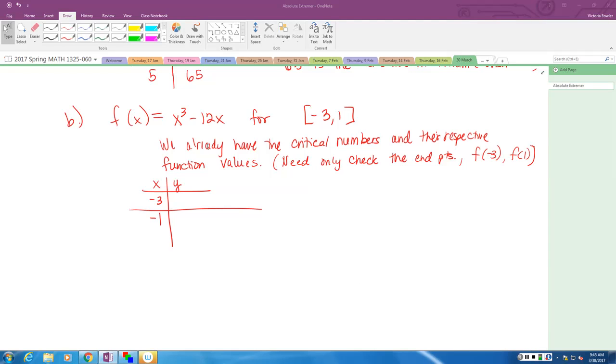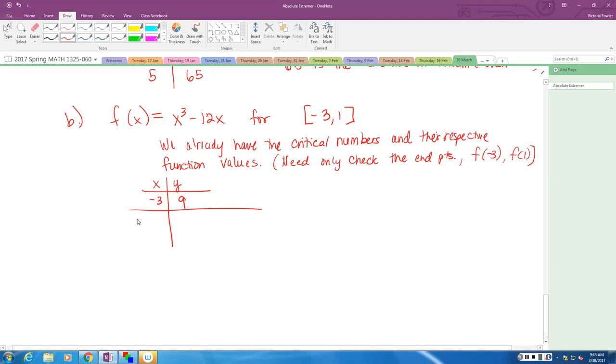Okay, so you already have the critical numbers. We did that for part A, and the respective function values, which is what you're actually comparing. So the only thing that you really had to do was to check the endpoints. Is that correct? You had to check negative 3, and you had to check when x was 1. So could you tell me what f of negative 3 turned out to be? What is it, 9? Is that right?